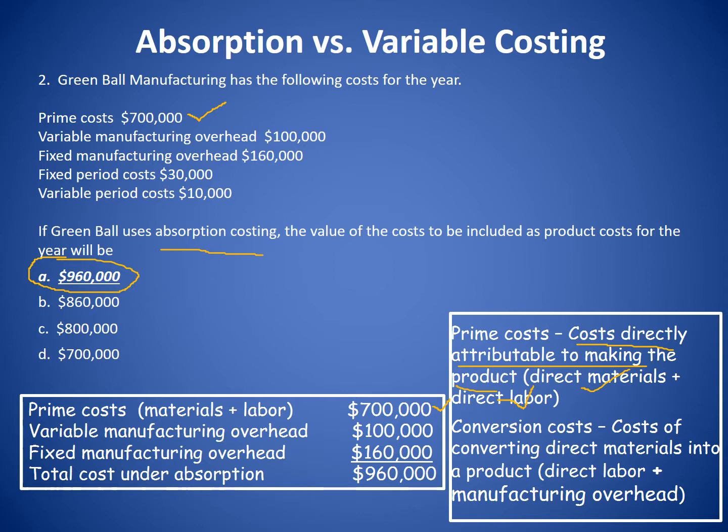Our variable manufacturing overhead, which is also included as part of our absorption costing, is $100,000. And our fixed manufacturing overhead is also included as part of absorption costing. That's $160,000. So the total cost under absorption costing would be $960,000.